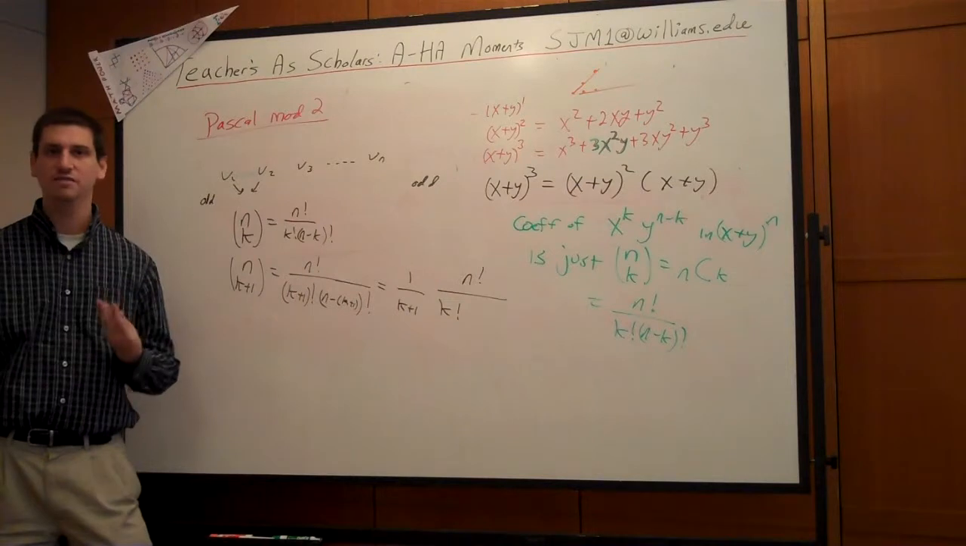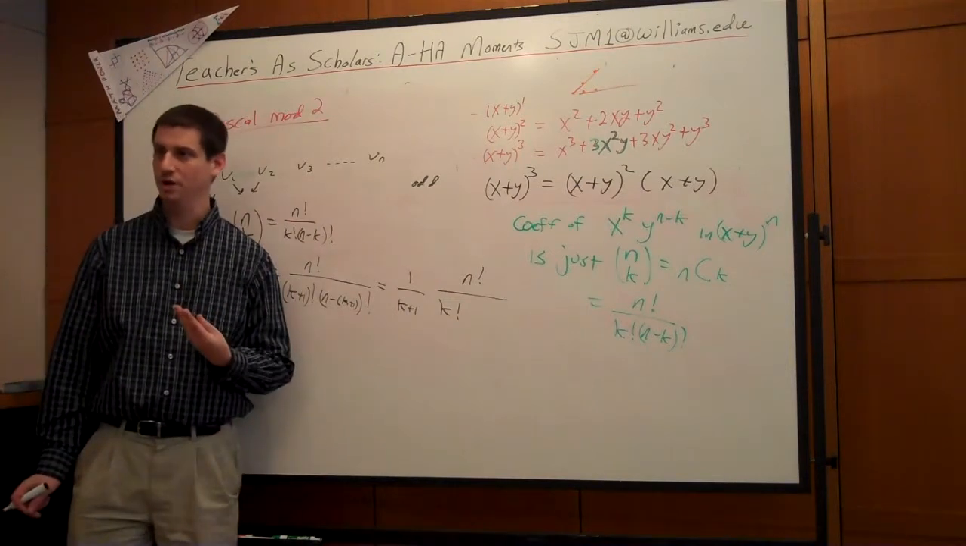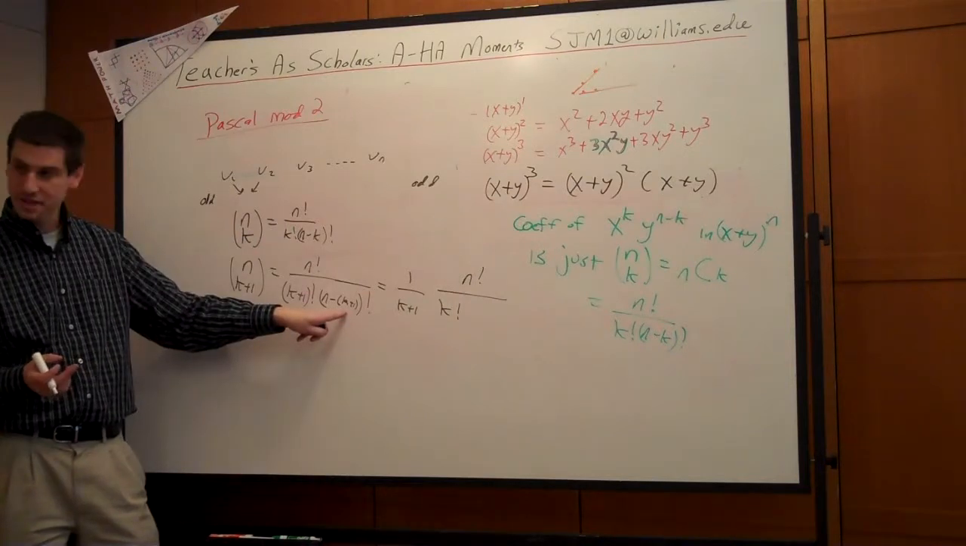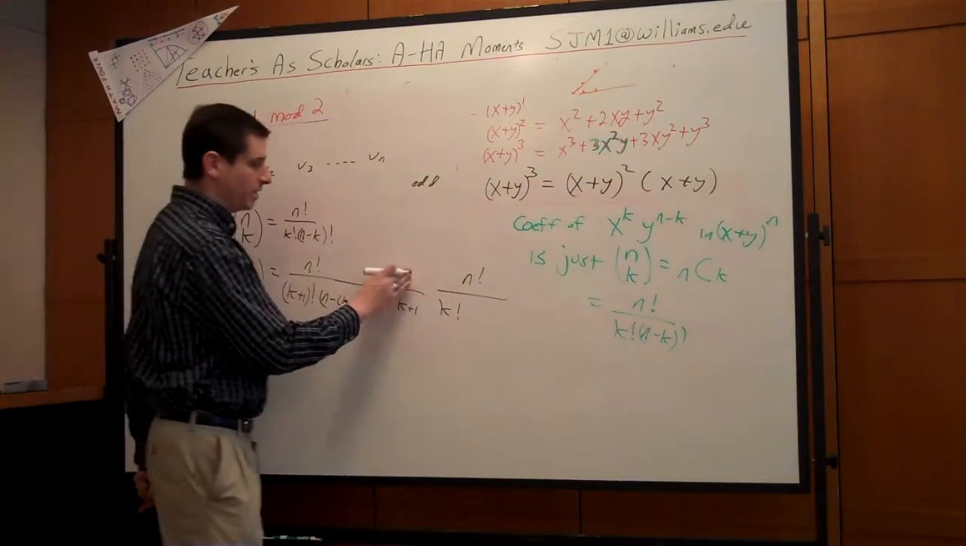So I'm now going to do my second favorite thing in mathematics. I'm going to multiply by 1. If I multiply by 1, I don't change things. So if I want another n minus k down below, I have to multiply by an n minus k up above.